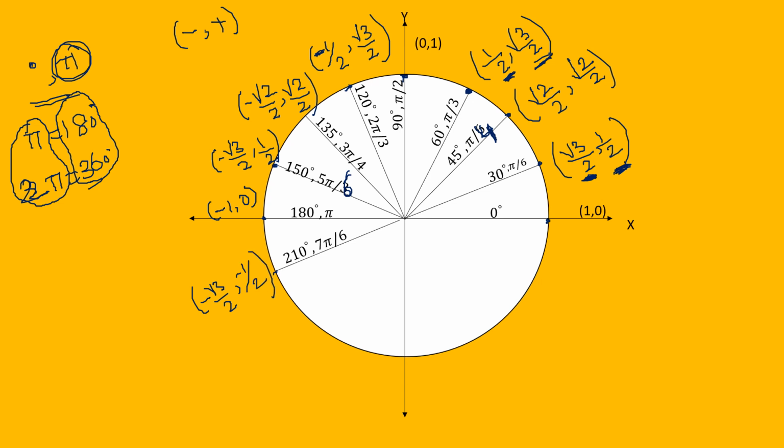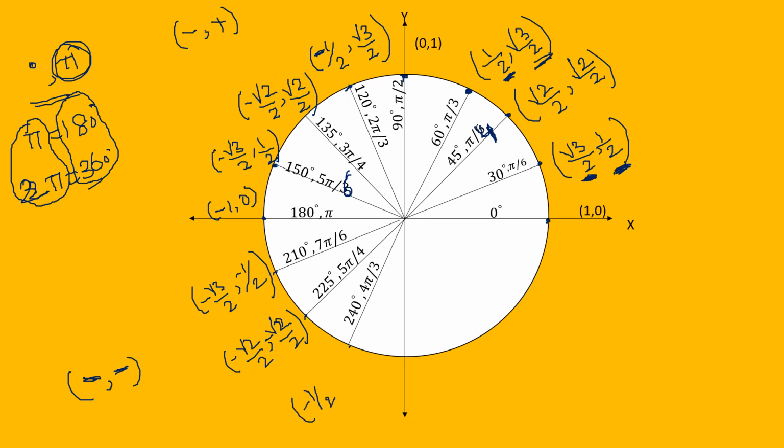Why are both minus? Because in the third quadrant, x is also minus, y is also minus. That is the reason. And now the next angle is 225 degree, which can be represented as 5 pi by 4 in case of radians. So the value over here is minus root 2 by 2 and minus root 2 by 2. And the next value is going to be 240 degree. And 240 degree can be represented as 4 pi by 3, and the value over here is minus 1 by 2 comma minus root 3 by 2.